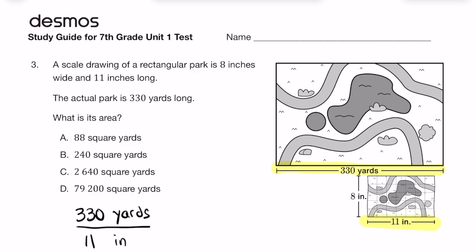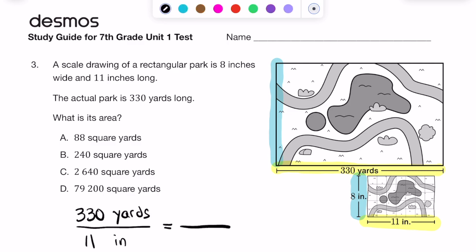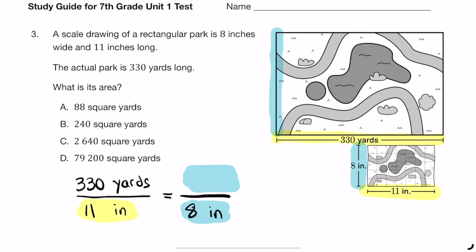And then to find its area, right, I'm going to need to figure out what the width is, or the height, or whatever we want to call it. Okay, and we know that in the scale drawing, it's 8 inches. So we want to figure out, okay, what is that in real life? We can use these equivalent ratios to figure this out.